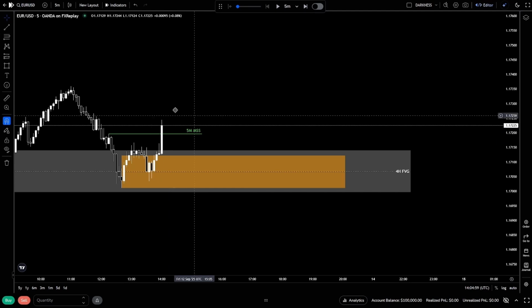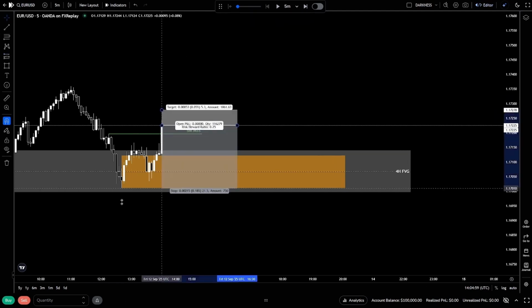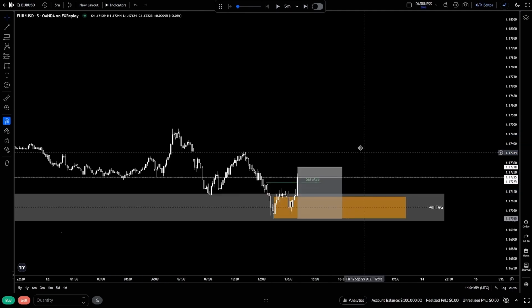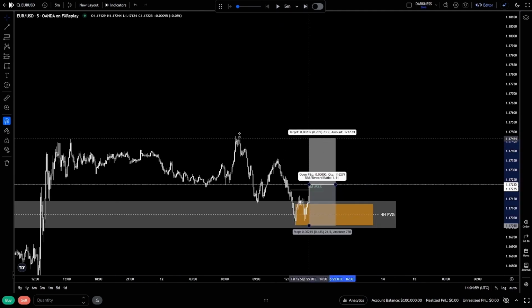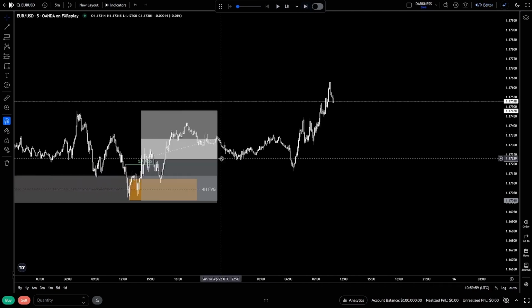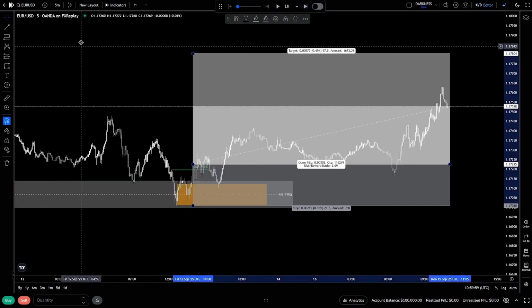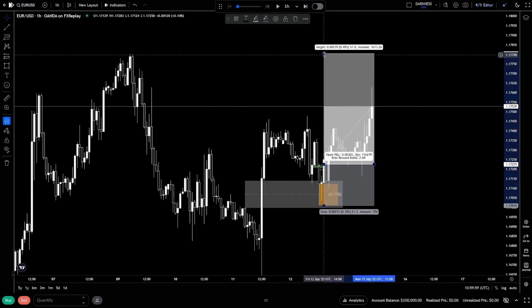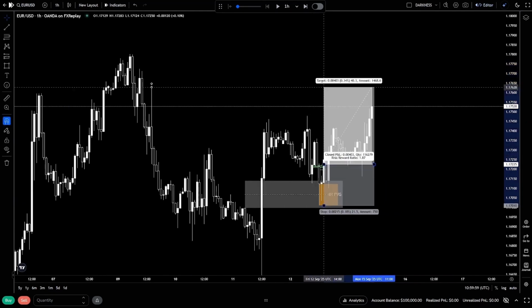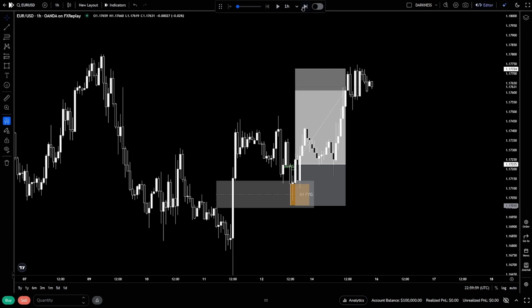Here's a 5-minute market structure shift. Now you can enter your position. Put stop loss under the low and target, for example, these equal highs. You can even target higher if you want a bigger risk reward. For example, this or this high. But remember, the higher the risk reward, the lower the win rate is.